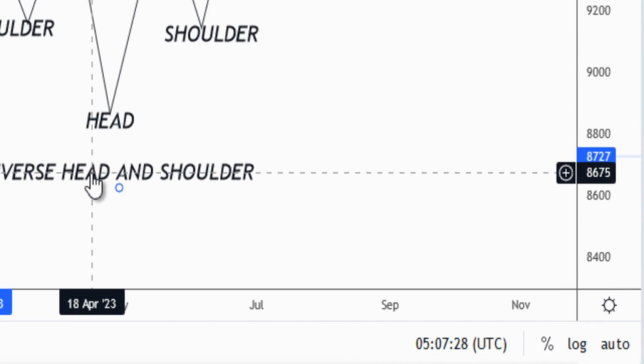Guys, I don't believe in cramming patterns. I don't believe in cramming candlesticks and cramming charts. No, I like to understand things. I like to understand the idea behind something.